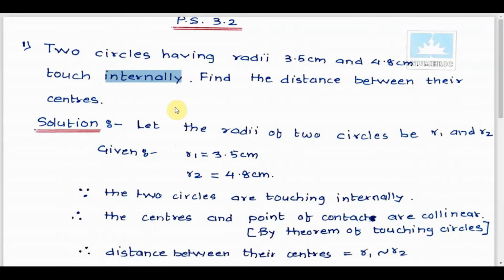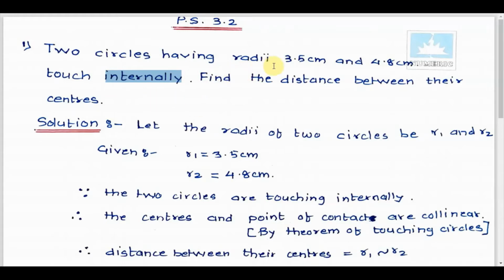Now we have seen that when the circles are touching internally, what is the distance between the two centers? The distance between the two centers of circles touching internally is equal to the difference between their radii. Similarly, if the circles are touching externally, then the distance between their centers is equal to the sum of their radii, because when two circles touch internally or externally, the centers and the touch point are collinear. Okay, so see here how to solve.